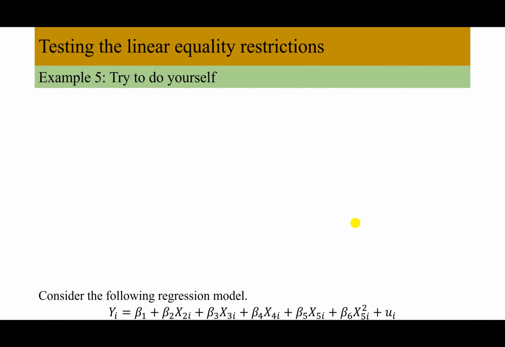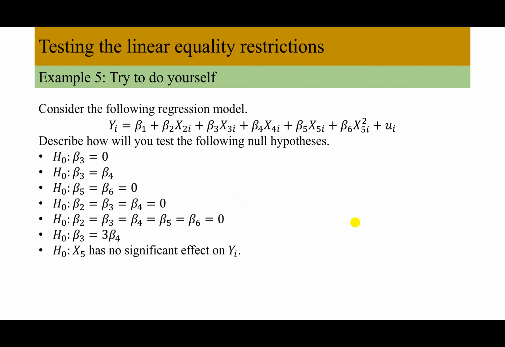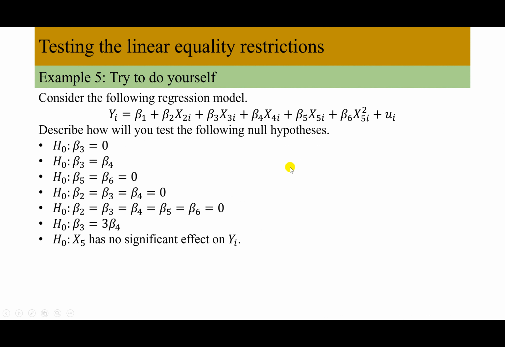And here is example 5. Here you have to describe several test procedures. I have listed a set of null hypotheses, and you have to describe how to test each specific null hypothesis. For example, null hypothesis beta 3 is equal to 0. Null hypothesis beta 3 is equal to beta 4, which basically explains the equality of two partial regression coefficients.